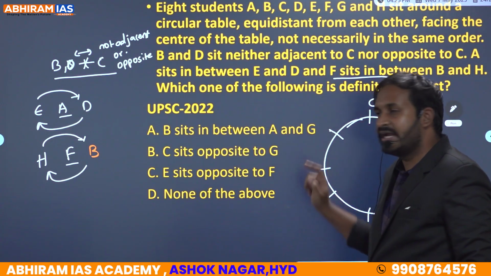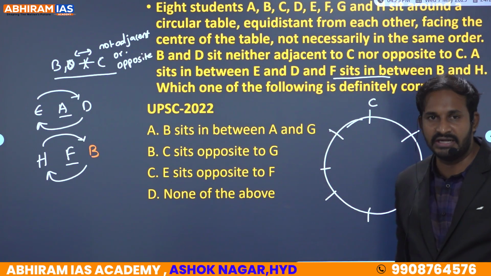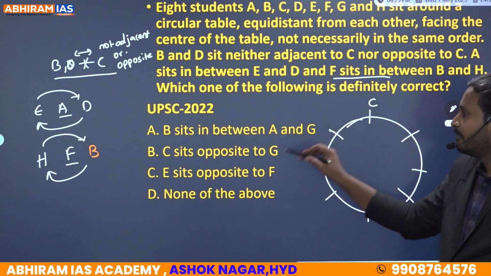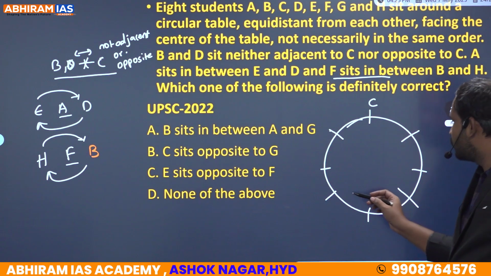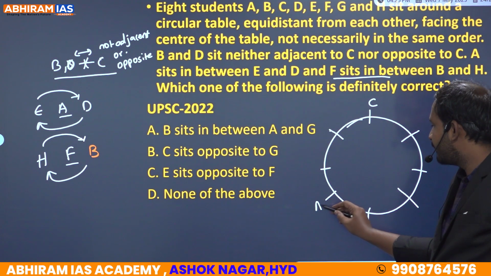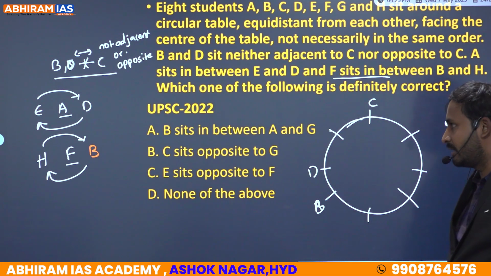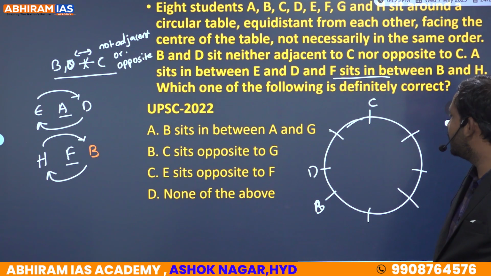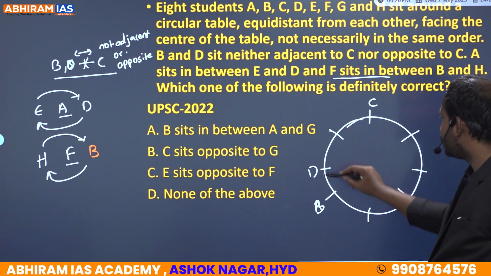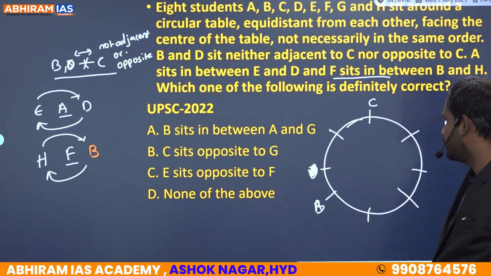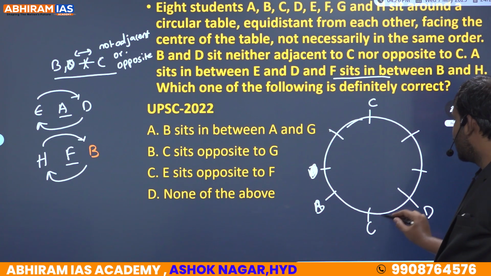See, B sits in between A and G, right? Now I will make an arrangement in such a manner that B will not sit between A and G. So I will put B here and D here. Why? Because B and D are not neighbors. Now between A and E I should have D, and I cannot place D here, so I will take D here for time being. So now I will write E and A.